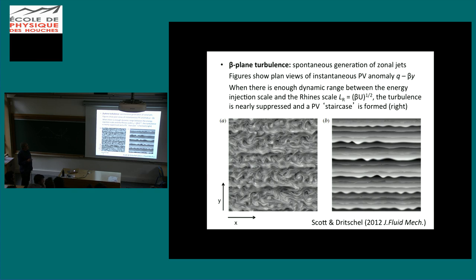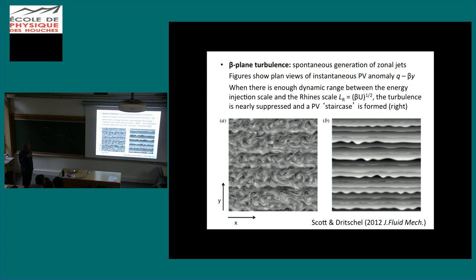So what you find, this is an initial state here. This is the PV anomaly, so it's initial q minus beta y. What you get are these zonal jets, and you get something called the Rhines scale, which you can argue about, but let's just take it as the definition. So you wind up with these jets that pretty much have a meridional spacing given by this Rhines scale.